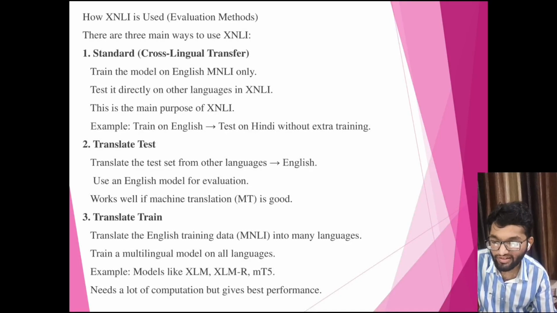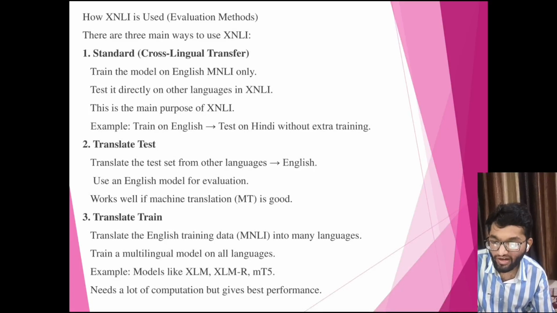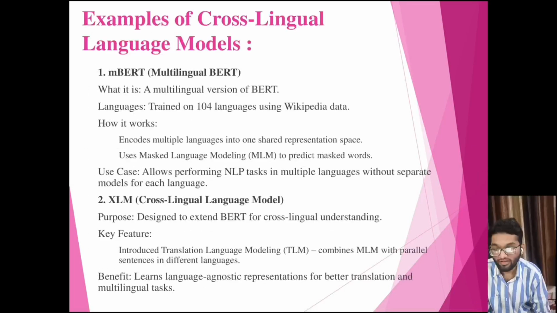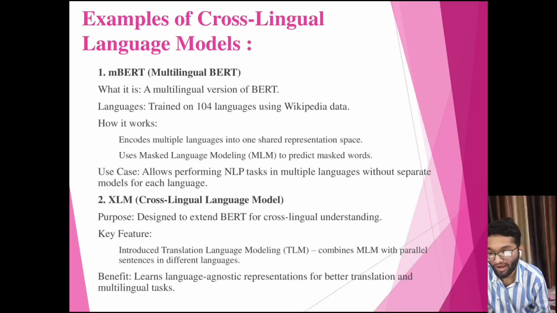And third one is translate train. Translate the English training data MNLI into many languages. Train a multi-language model on all languages. Examples are models like XLM, XLMR, mT5. Needs a lot of computation but gives best performance. Now we will see the examples of cross-lingual language models.